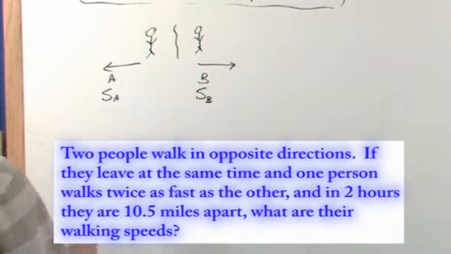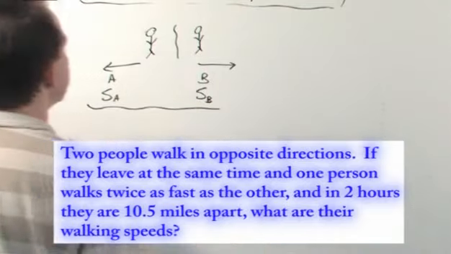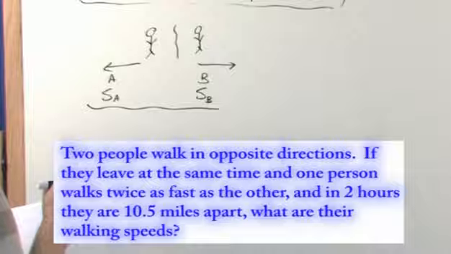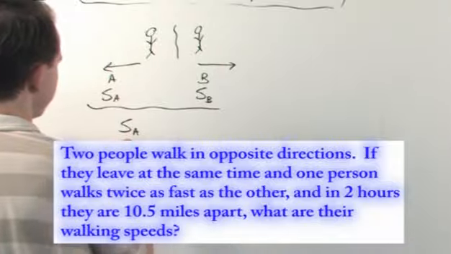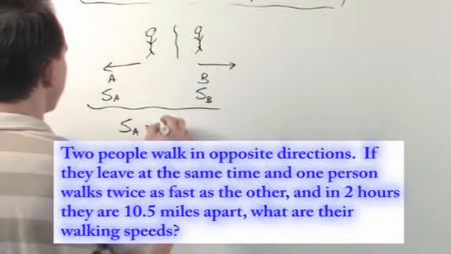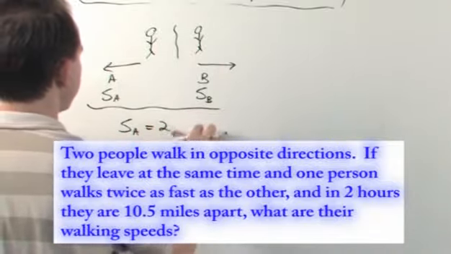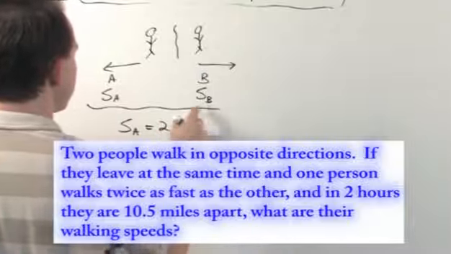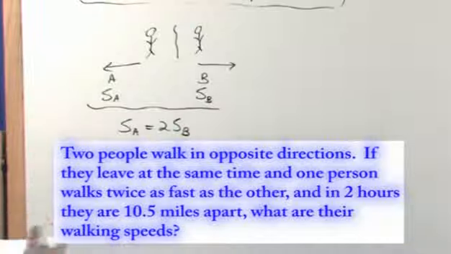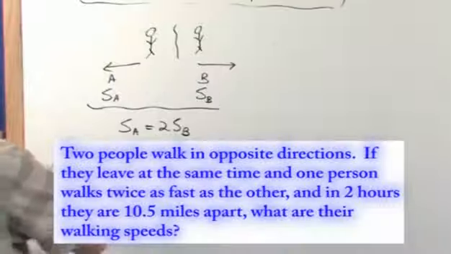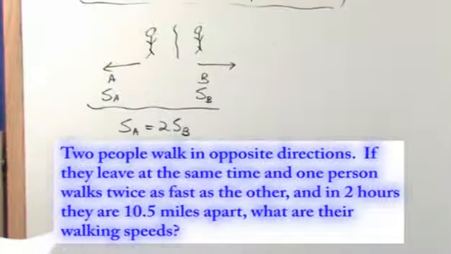Okay, now the first thing is, looking at the problem, the second sentence: if they leave at the same time and one person walks twice as fast as the other, then that simply means that one person, if you pick A, is going twice as fast as the other one. So my S is the speed. 2 times the speed of B is equal to the speed of person A. So one person's going twice as fast as the other. That's all that's saying, okay?